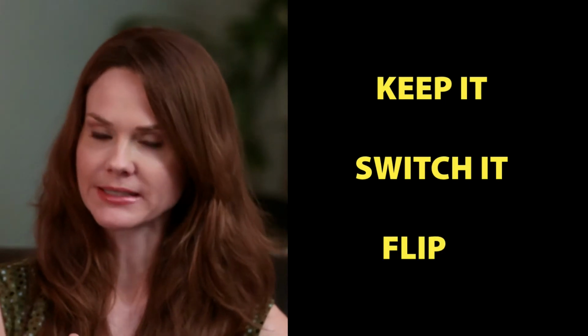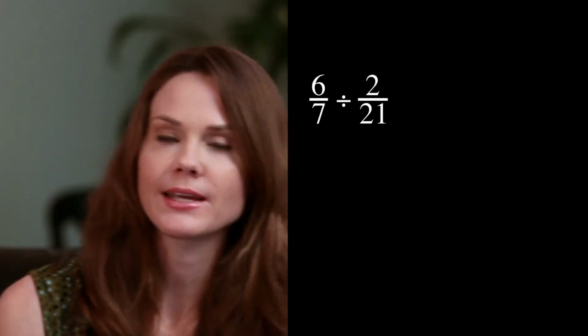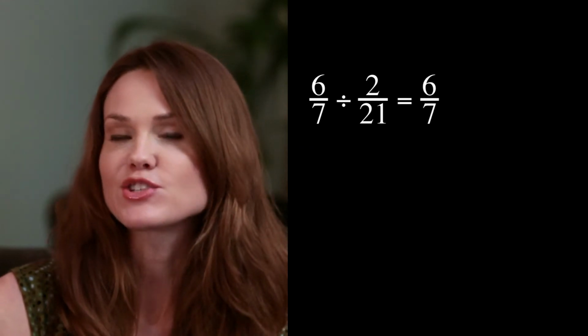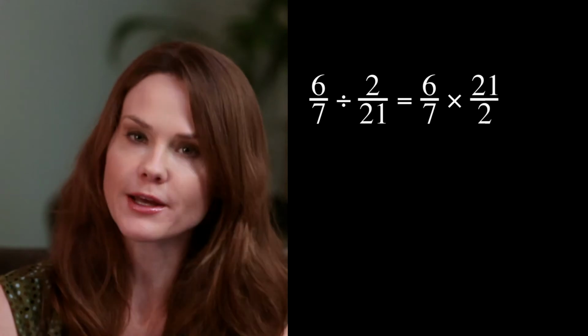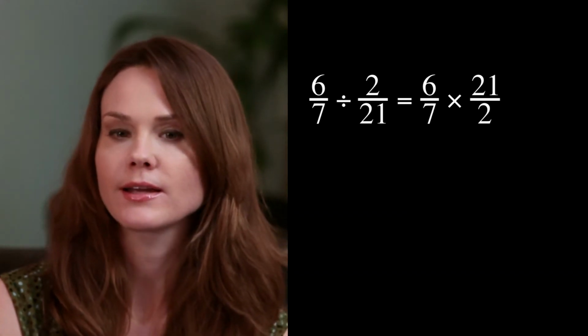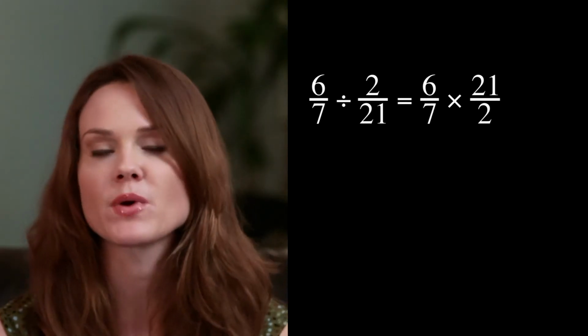When you're dividing with fractions, remember, keep it, switch it, flip it. So if I had 6/7 divided by 2 over 21, I keep the 6/7. I switch the division sign to a multiplication sign, and I flip the second fraction. Keep it, switch it, flip it. So I end up getting 6/7 times 21 over 2.